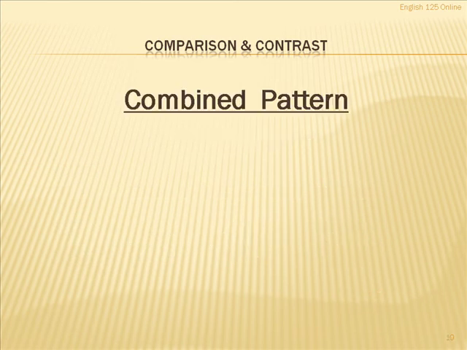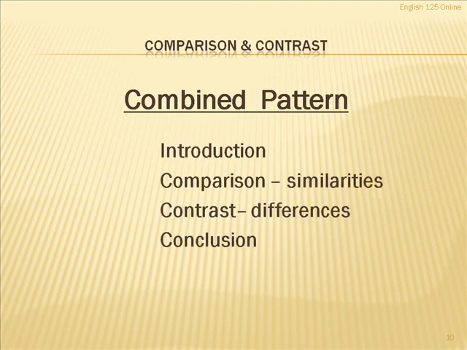Now there's also one known as the combined pattern. This one is used mostly when you have to discuss not just comparisons or contrasts, but both. When you're asked to compare 2 or 3 or 4 things and also contrast them in the same document. In that case, the pattern looks like this. You have an introduction, then a section on comparisons, then a section on the contrast, the differences, then a conclusion.